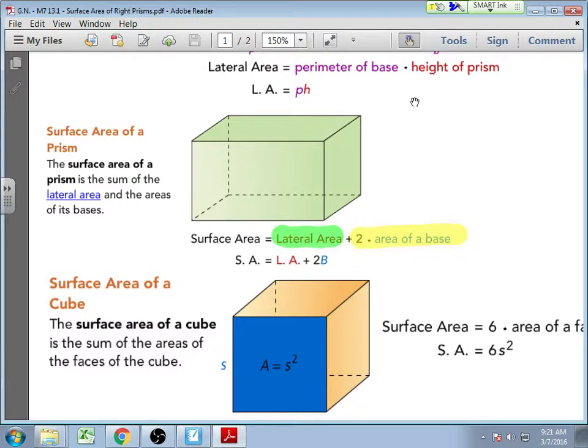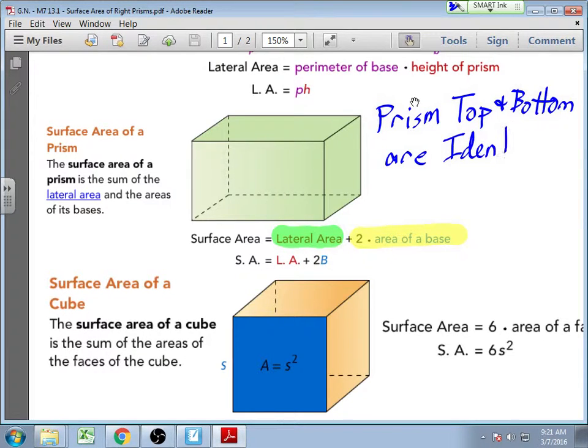Because the top of the face and the bottom of the face are the same. The top and the bottom will always be identical in a prism. So over here, I want you to jot a note that a prism's top and bottom are identical. That's why we can just say 2 times, because they're the same thing.